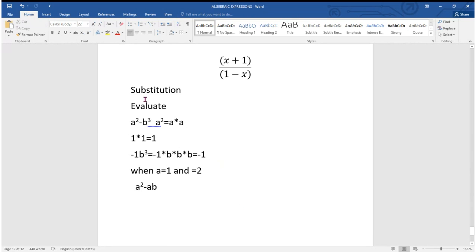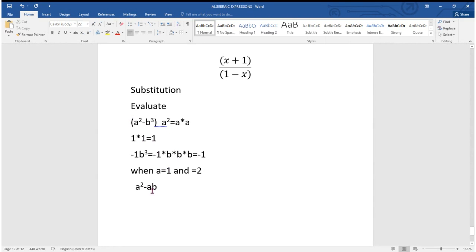So evaluating a squared. Let me put it in brackets so it can be seen here. Whatever I'm doing here can be seen on the screen. Now a squared, we said, is a multiplied by itself. When a is equals to 1, this is 1 times 1, which is 1. So we already have the answer to that.